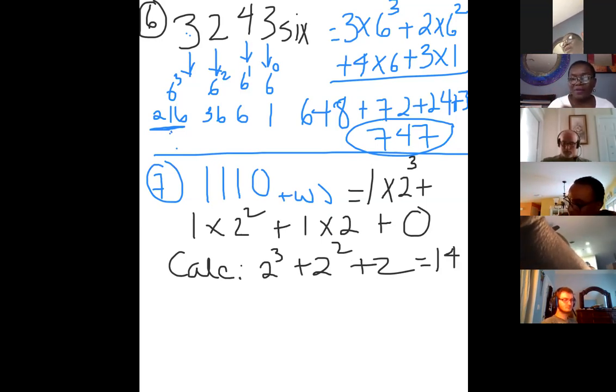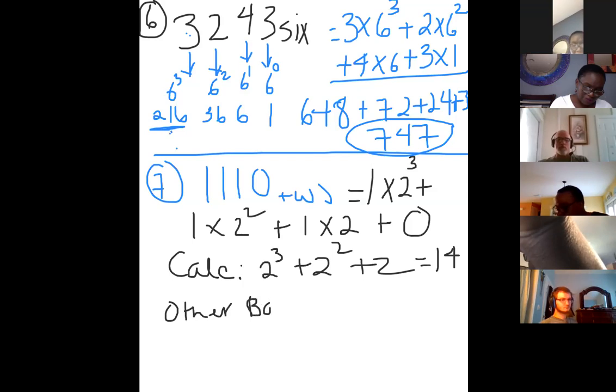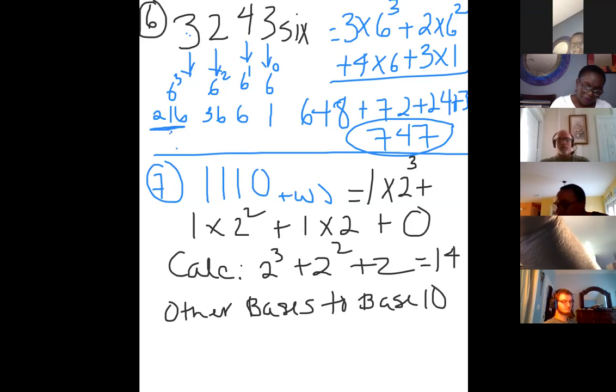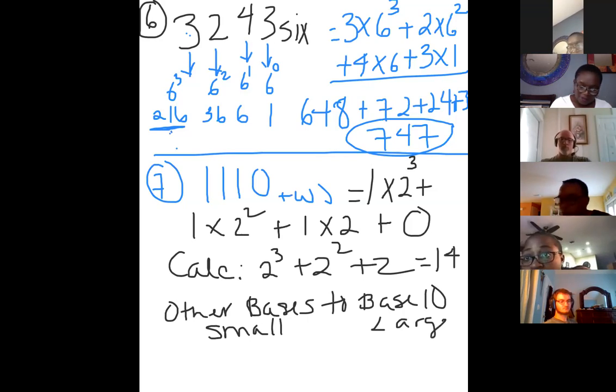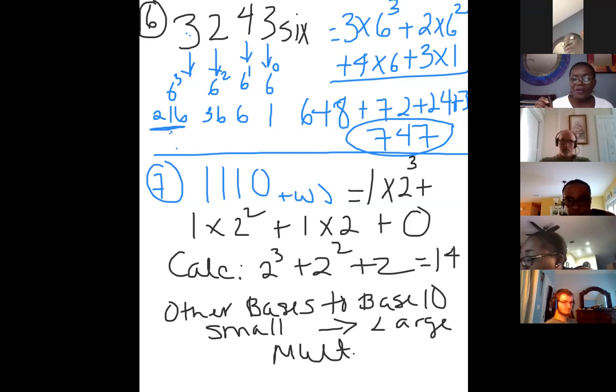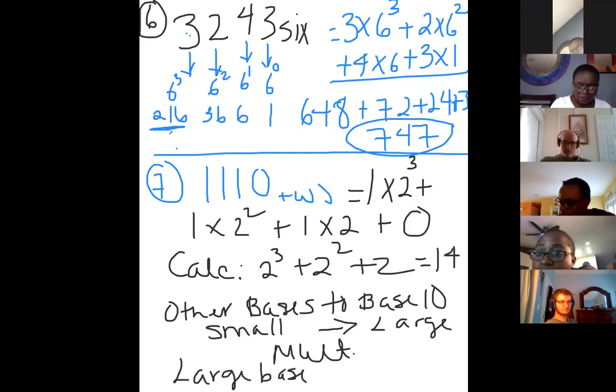So when you're going from the other bases to base 10, you want to go ahead and multiply. Now, if you were going from base 10 to a smaller base, then you would divide. So if you're going from a large base to a small base, you want to go ahead and divide.